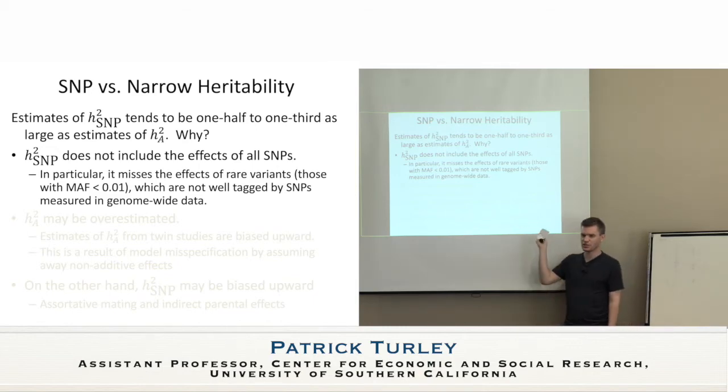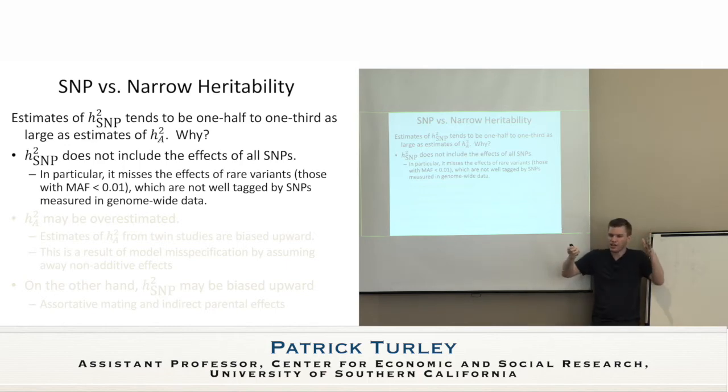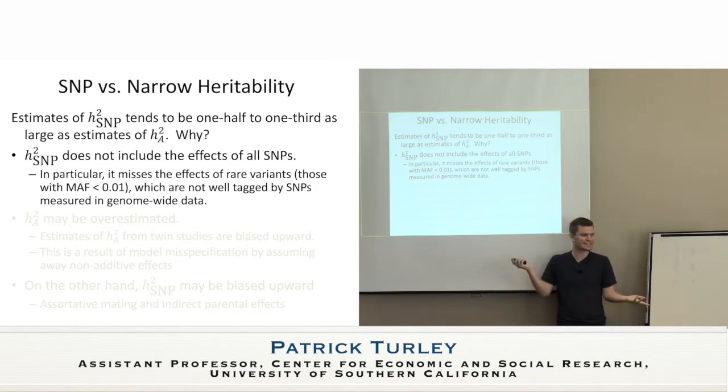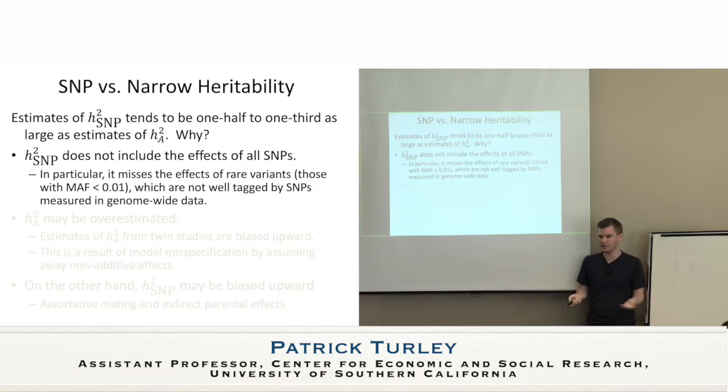Okay, so this is just an empirical point. In general, estimates of SNP heritability tend to be about one half as large as estimates of narrow sense heritability. I've kind of beaten this over the head a lot. Why is that? Why is SNP heritability smaller than narrow sense? Fewer SNPs, right? And it says it right here. H²_SNP doesn't include the effect of all SNPs, and so it misses the effects of maybe rare variants or other types of genetic variants, like inversions or whatever kinds of things that we don't include generally in GWAS.